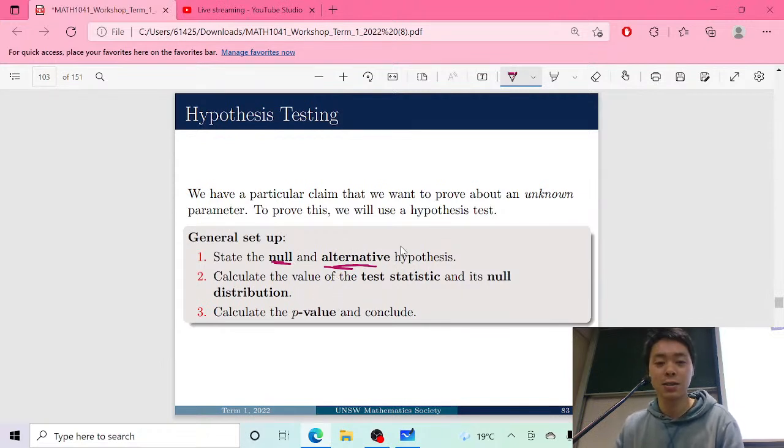So after stating your null and alternative hypothesis, what we want to do is come up with a test statistic, and compute the value of it, given that the null hypothesis holds. And then from there, we want to compute the p-value, which tells us roughly what conclusion we should make. So it tells us how good of an evidence we have for the alternative hypothesis and against the null hypothesis. So remember that we want to try to prove the alternative hypothesis, which means that we want to reject the null hypothesis here.